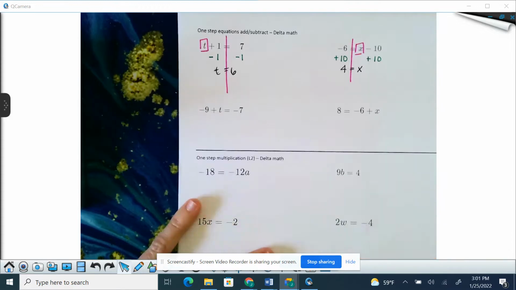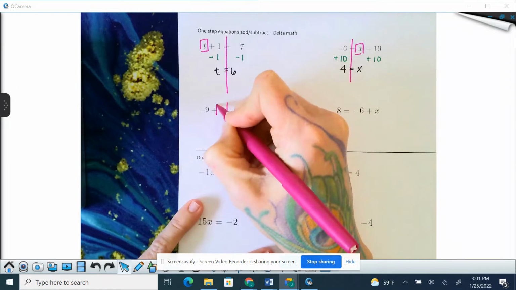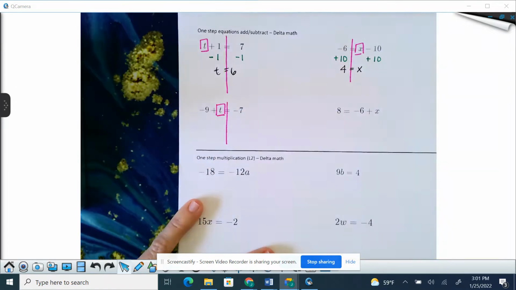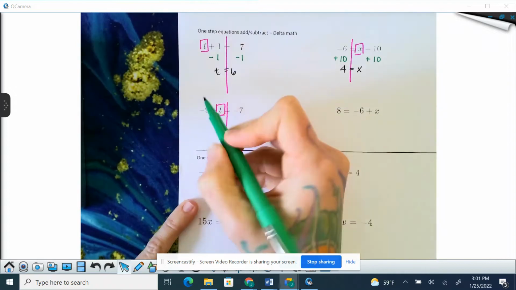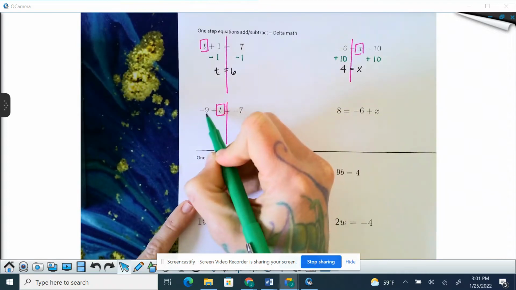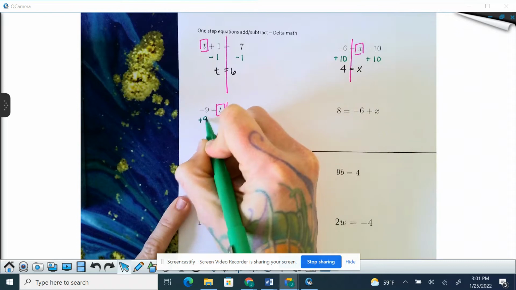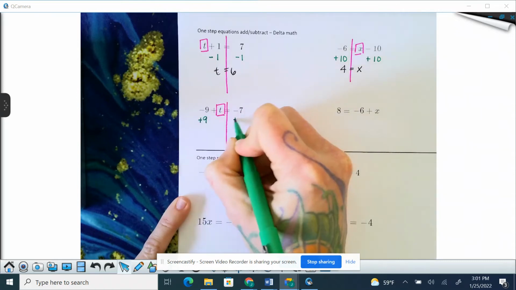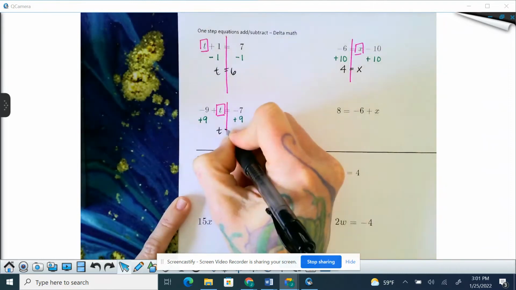All right. So we're going to do it one more time. This is pretty basic. But this time it is a plus negative 9, but we need this 9 to become the opposite. So since it's a negative 9, we're going to add 9 because that's how we're going to get 0 over here. So we're going to add 9. And so t is going to equal 2.